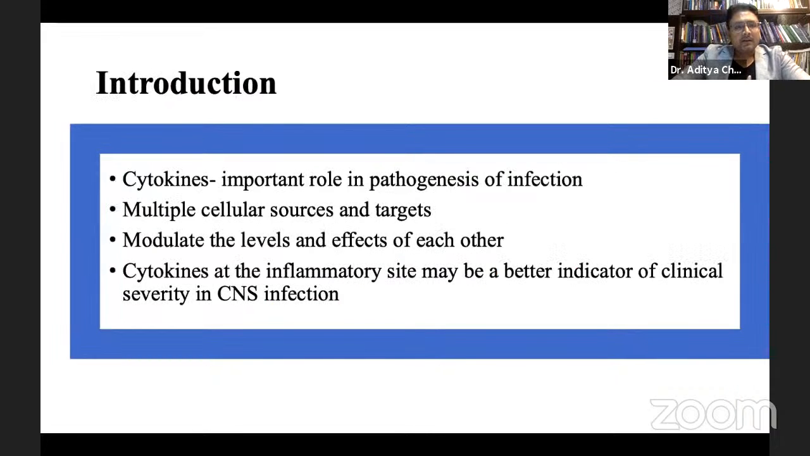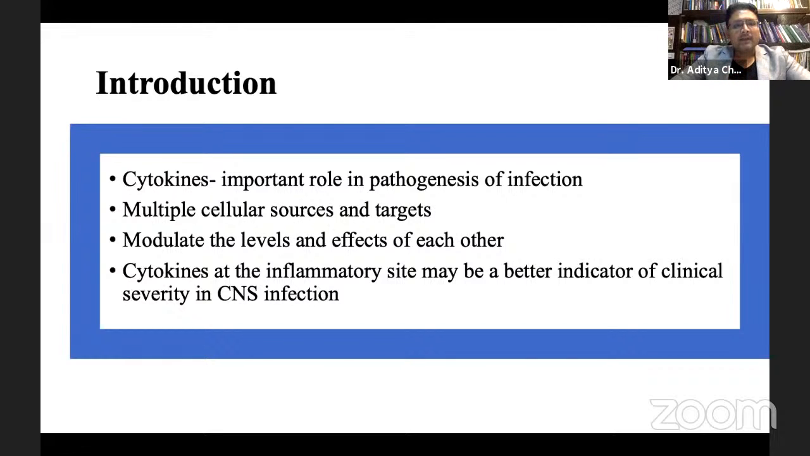So we know that cytokines include soluble polypeptides and interleukins, and there are other kinds of cytokines also, like growth factors. There are other molecules which act on the different cells in the body. They all play an important role in the pathogenesis of infection, and they all have multiple cellular sources and targets. It is really difficult to learn all the sources and all the targets of each and every interleukin, because it's a complex, intricate network which works in tandem to bring out a certain result.